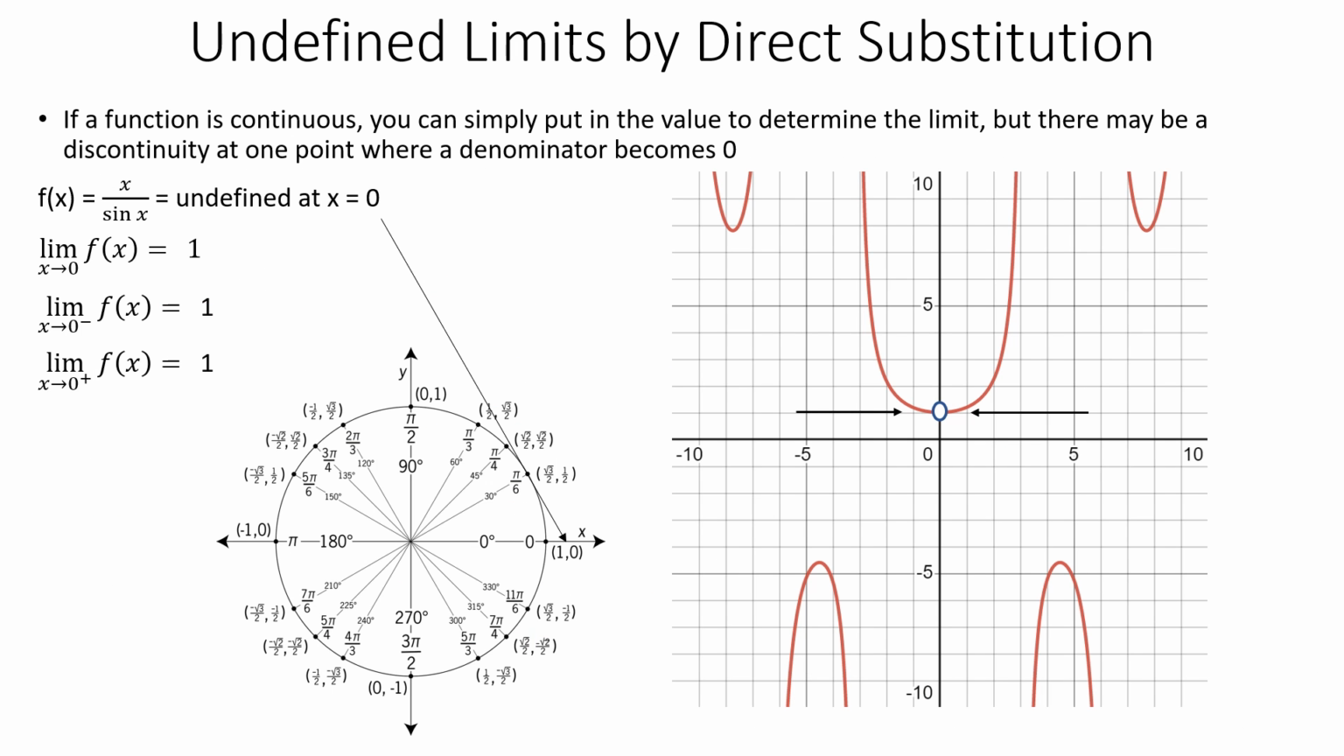Now I'm looking at direct substitution of different types of trigonometric functions. What I'm looking at here is the unit circle. The unit circle is defined as having a radius of 1 no matter where I go. And these are the coordinates right here.